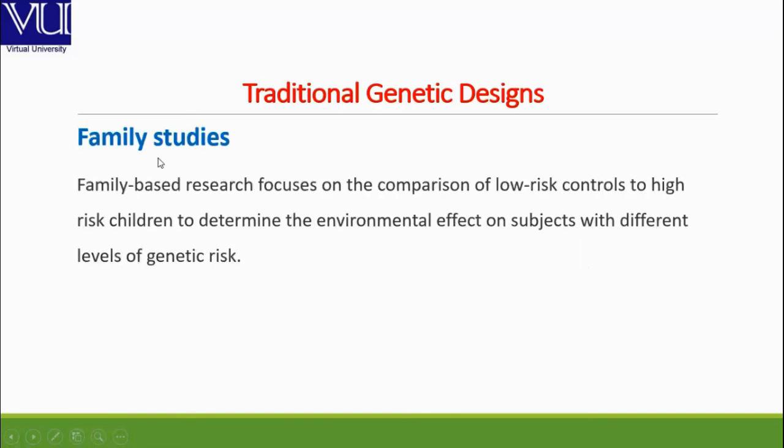And the third is family study. Family-based research focuses on comparison of low-risk control to high-risk children to determine the environmental effect on subjects with different levels of genetic risk. For example, a Danish study on high-risk children with a schizophrenic mother showed that children without a stable caregiver were associated with an increased risk of schizophrenia.